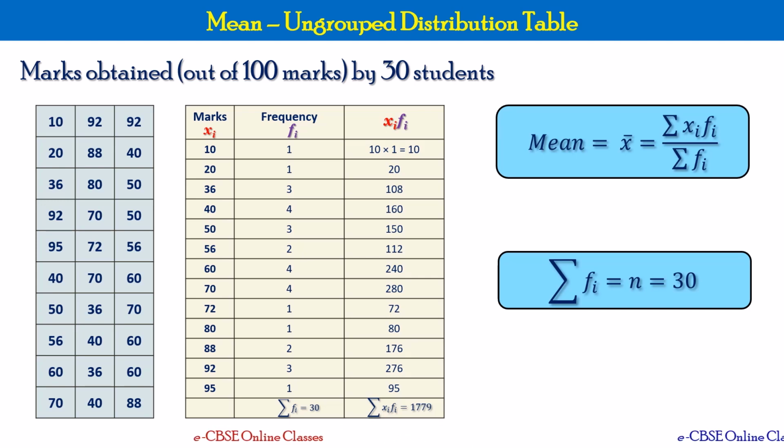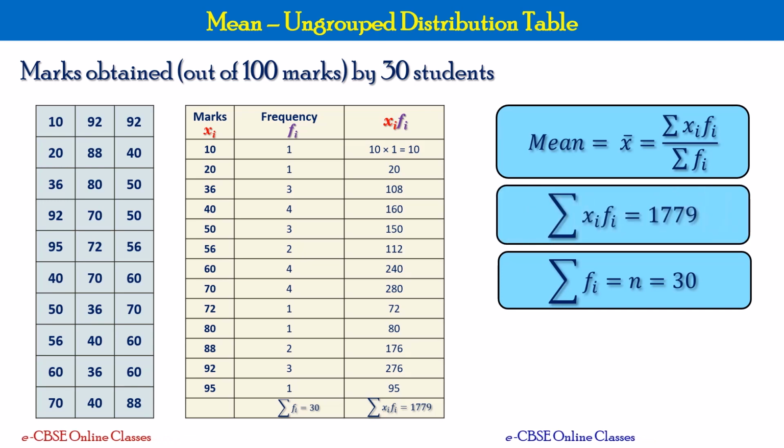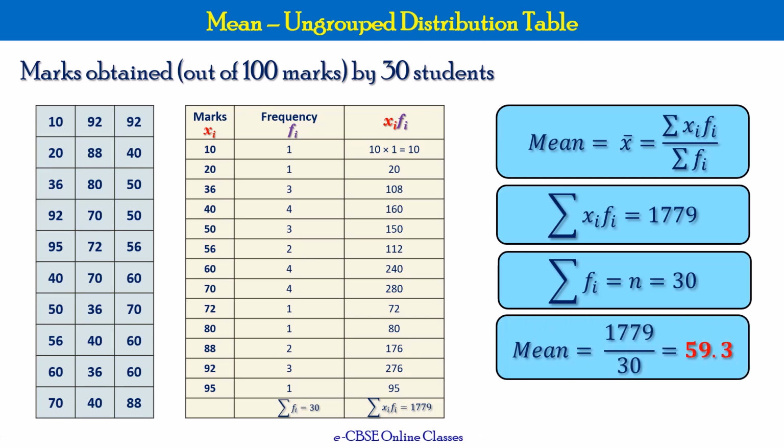When I sum that column, the sum is coming as 1779. So sigma xi fi is 1779. So the mean is calculated as 1779 divided by 30. It is coming out as 59.3. Okay. This entire thing we have already looked at in the previous video. If you want to look at it in detail, please go back and refer to that.